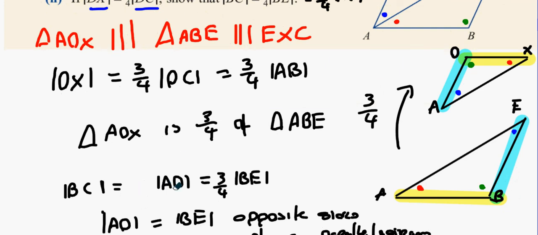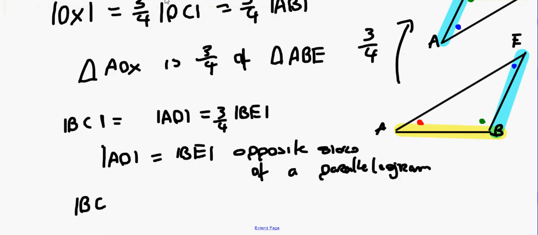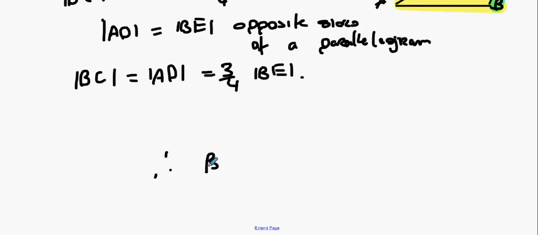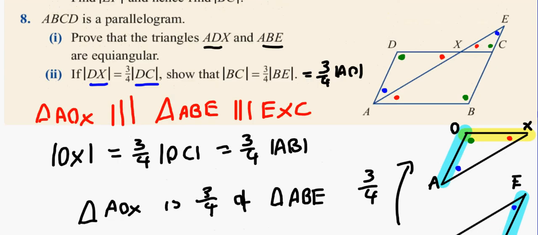BC equals AD, and I want to prove that AD is 3/4 of BE. Well, that's done because we've already proved that they are corresponding sides. Therefore, BC equals AD, which is in fact 3/4 of BE. Therefore, BC is 3/4 of BE. And you're done. You've explained it to the best of your ability.